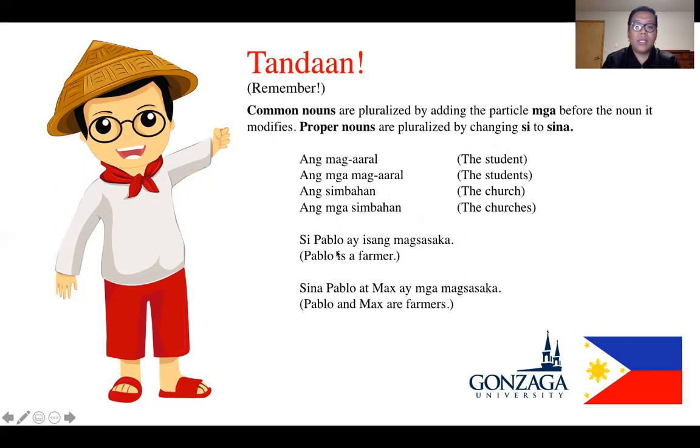Okay? And if you notice here, if the word next to the marker si is a proper noun, it should be singular. So you say, si Pablo ay isang magsasaka, or Pablo is a farmer. But if there are two proper nouns already, you don't use si anymore. Instead, you use sina. Okay? Sina Pablo at Max ay mga magsasaka, or Pablo and Max are farmers. Again, use si if the proper noun next to it is singular, and use sina if the proper nouns next to it are plural. Okay?